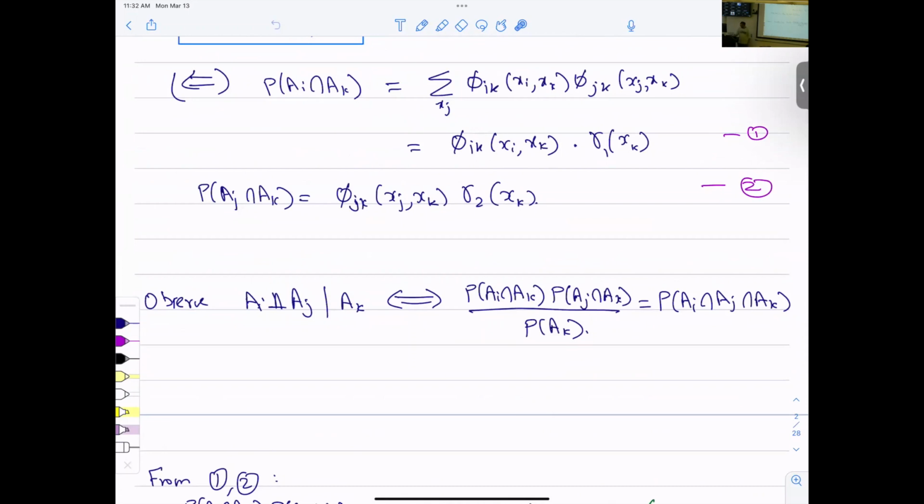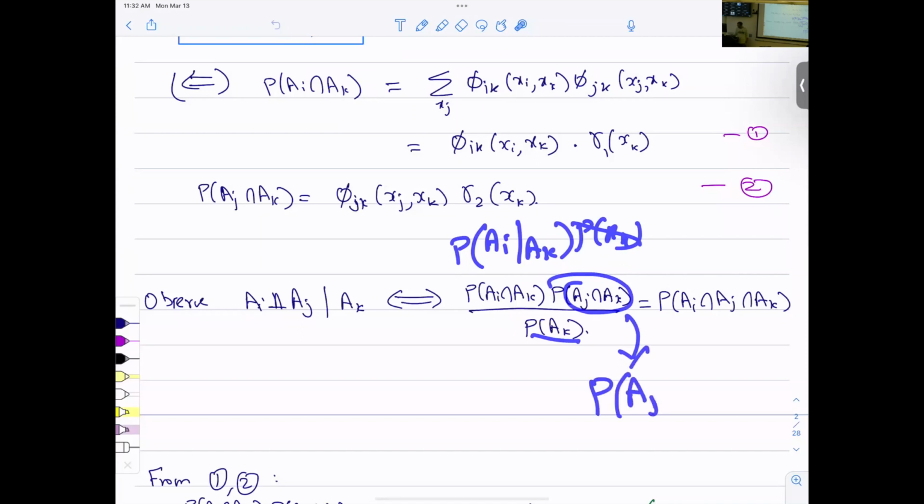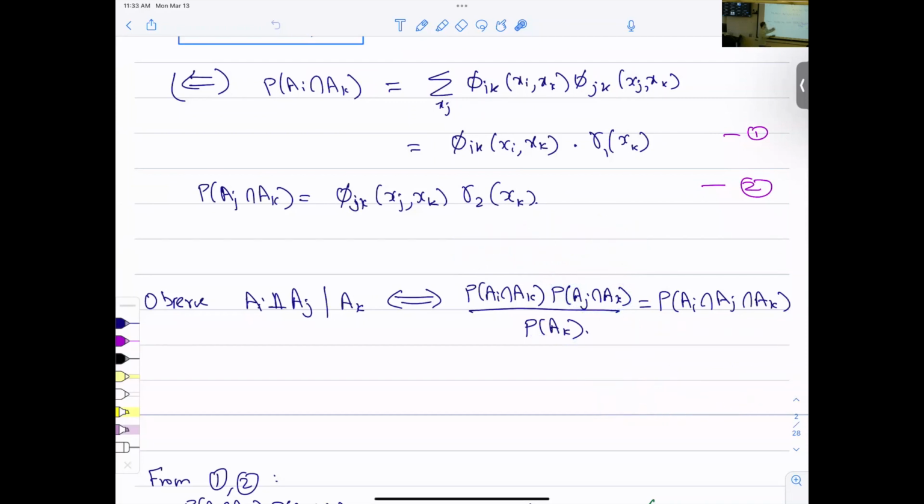Now, if I want to check for conditional independence of i and j given k, that's if and only if the following is true: the probability of Ai and Ak times the probability of Aj and Ak, divided by P(Ak), is the probability of i, j and k. Why? Write this as P(Ai given Ak) times P(Ak), so that cancels with the denominator. This one is P(Aj given Ak) times P(Ak). So it's just two ways of writing this. Just algebra saying that conditional independence can be written this way.